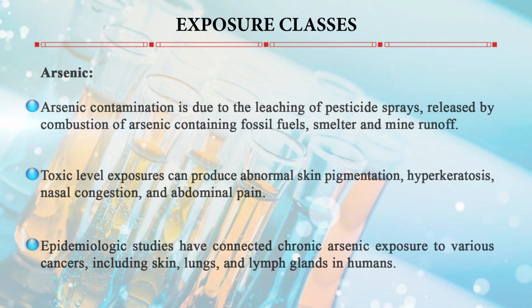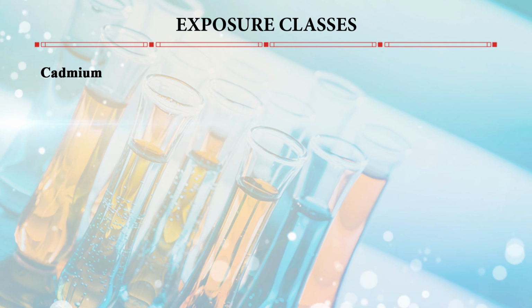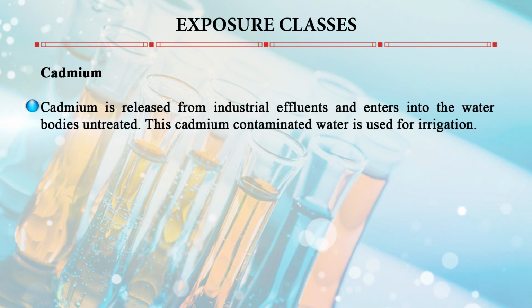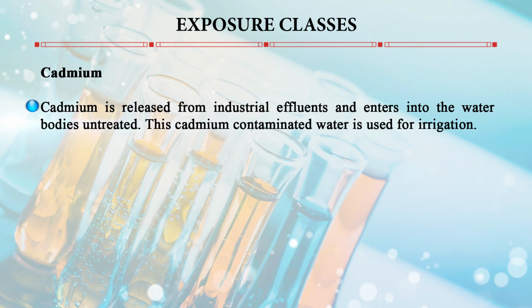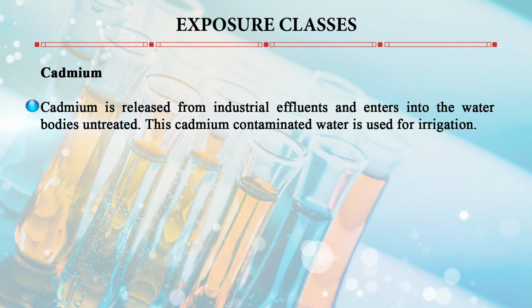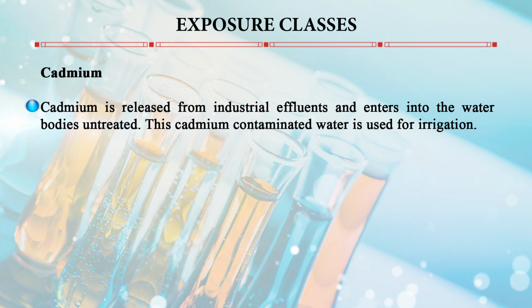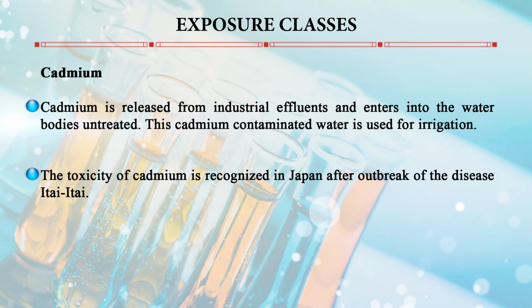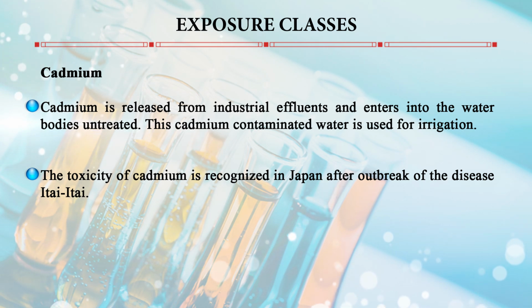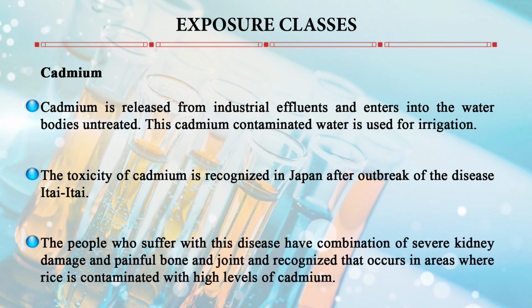Some epidemiological studies have connected chronic arsenic exposure to various cancers like skin cancer, lung cancer, and cancer of the lymph glands in human beings. Another most important carcinogenic metal is cadmium. It is released from industrial effluents and enters into water bodies untreated. This untreated contaminated water is used for irrigation. The toxicity of cadmium was first recognized in Japan after the outbreak of the disease Itai-itai. People who suffer from this disease have a combination of severe kidney damage and painful bone and joint problems, and it was recognized in areas where rice is contaminated with high levels of cadmium.